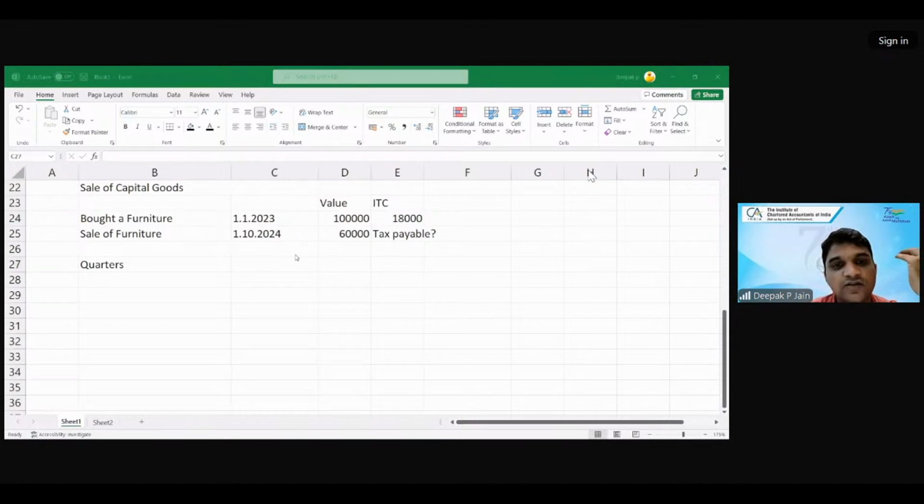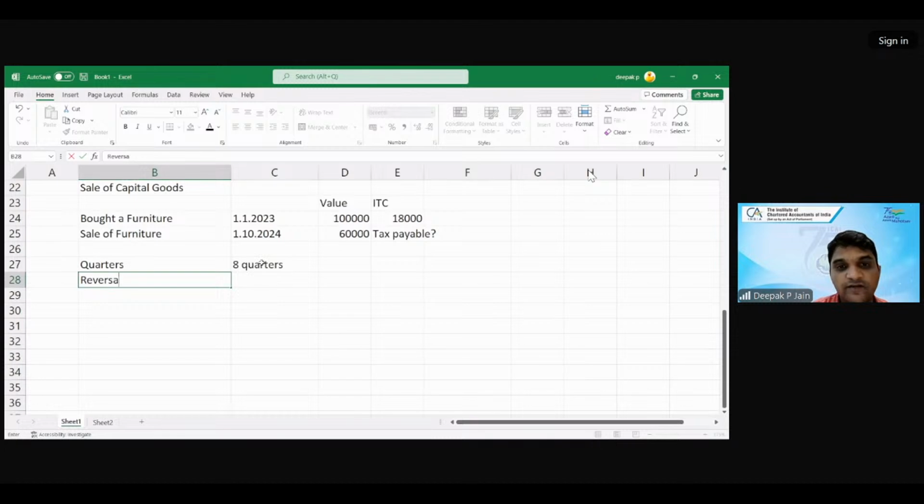Shoaib is saying 60,000. Let us see. So we have completed 4 plus 4, 8 quarters. Okay. So what is the reversal we have to do is 1 lakh into 5% into 8 quarters. That is 40,000 reversal we have to do.